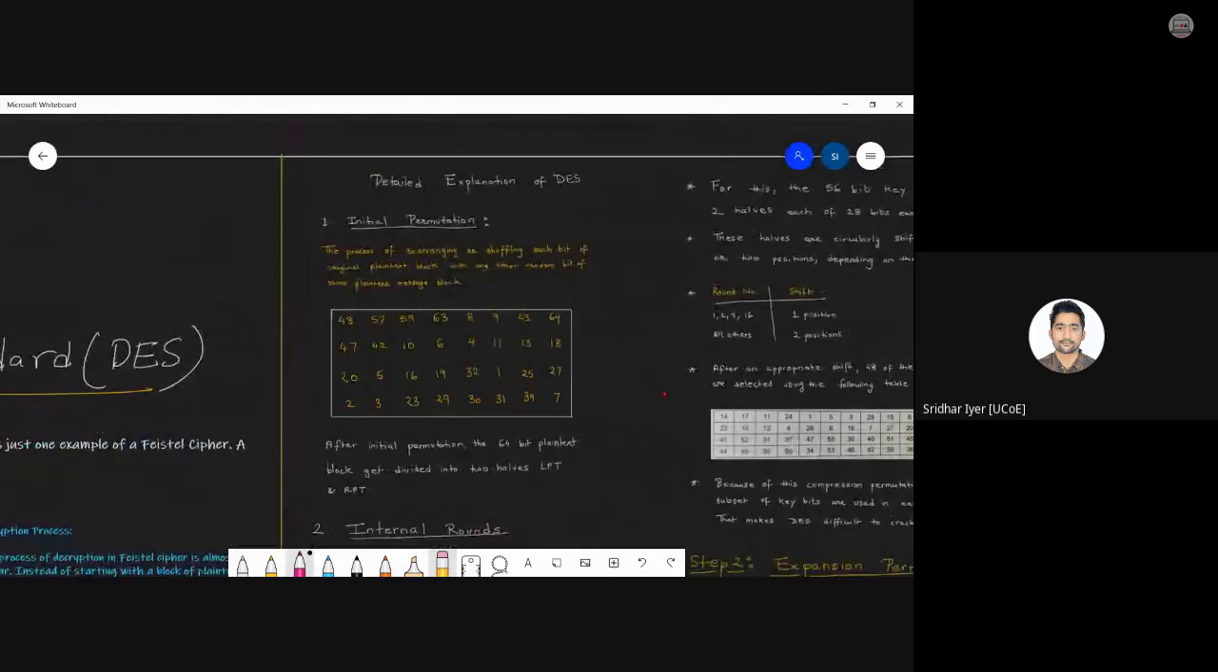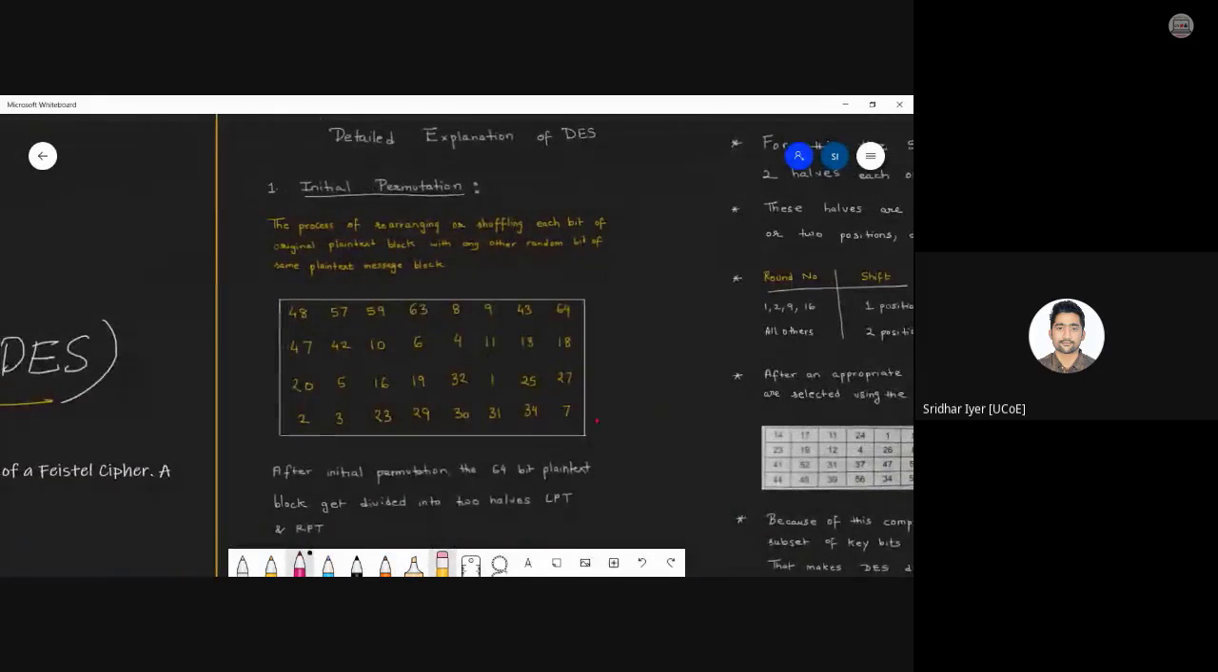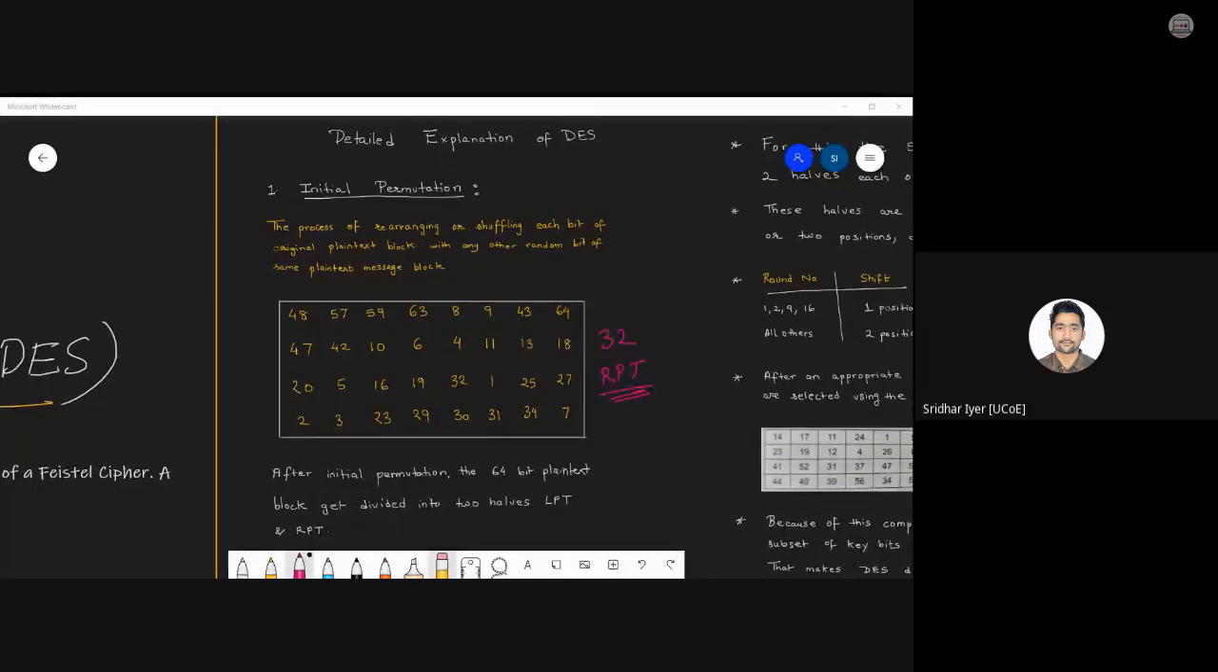So I think this is the half table. I'm not having the complete table right now. I will show it to you in the next lecture. It should be 64 because we are having a complete 64-bit plain text, right? So in this table, you are simply having 32 bits. I'm showing only the RPT part because all the operations are performed on the right plain text, right? Ideally, it should be 64, but I am focusing only on the RPT part.